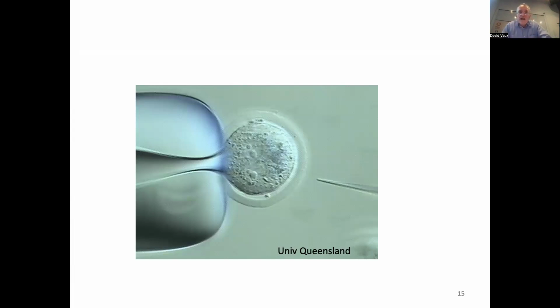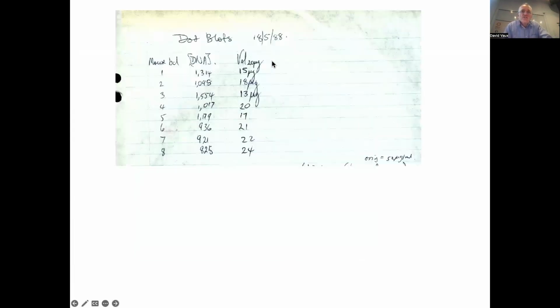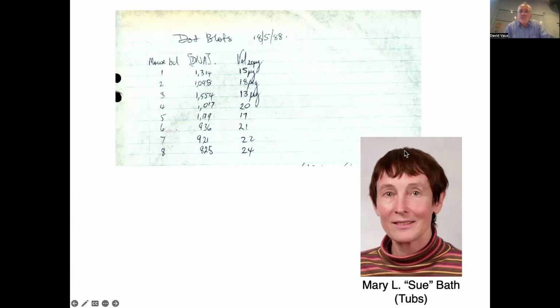So then I started making transgenic mice. And this shows the first lot of founder transgenic mice. This is making the DNA that's then put into a glass pipette that's injected into the mouse embryos. And the person who did the injections was Mary Barth. Now, although her name is Mary L. Barth, everybody calls her Sue, except for me, and I call her Tubbs because her surname's Barth. And she was a whiz at making transgenic mice.